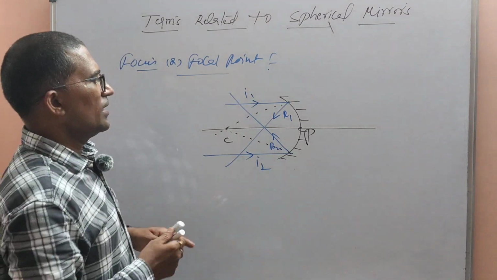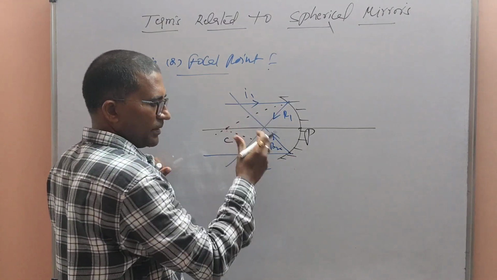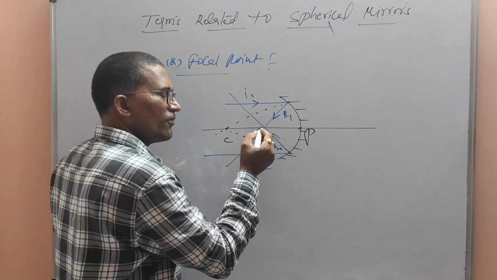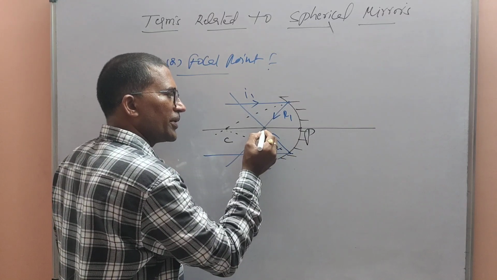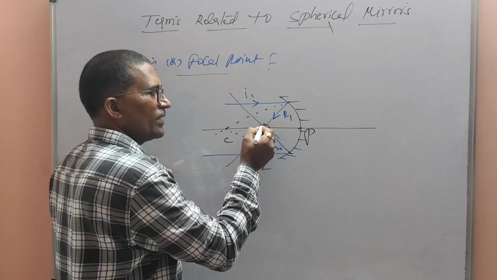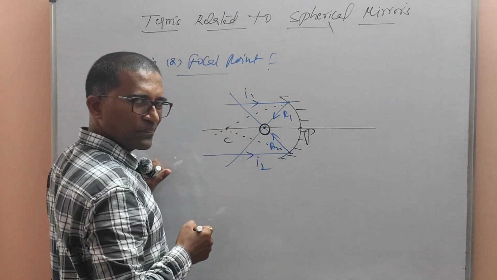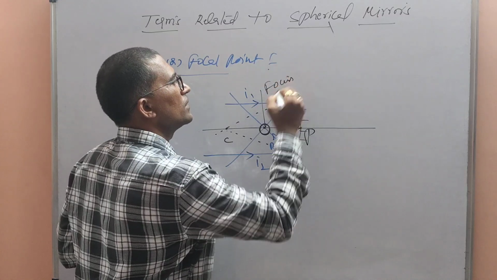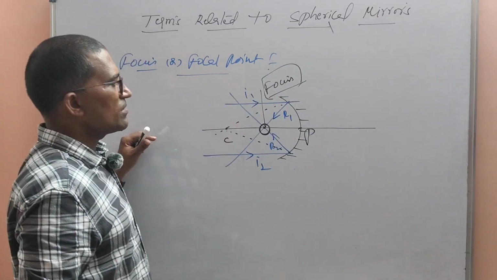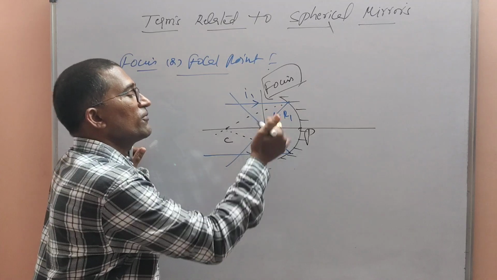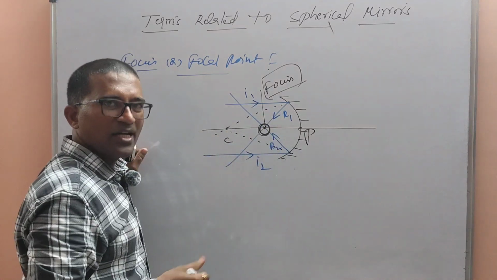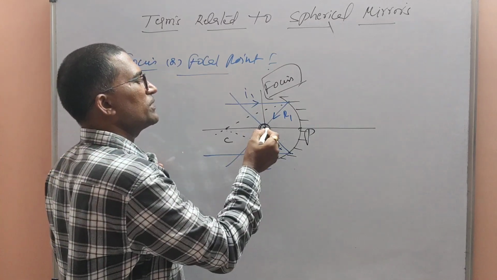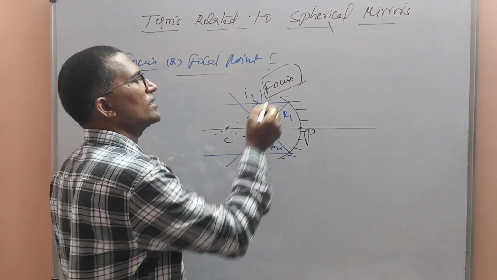Remember this. In this particular diagram, this is the incident ray, this is the reflected ray, and another incident ray and reflected ray. If you observe, the reflected rays are going to meet at one particular point, where the reflected light rays converge. This point is called the focus. What is the meaning of focus? The point at which the reflected light rays converge. Converge means coming close to each other, meeting at one particular point. The point at which the reflected light rays converge is called the focus.